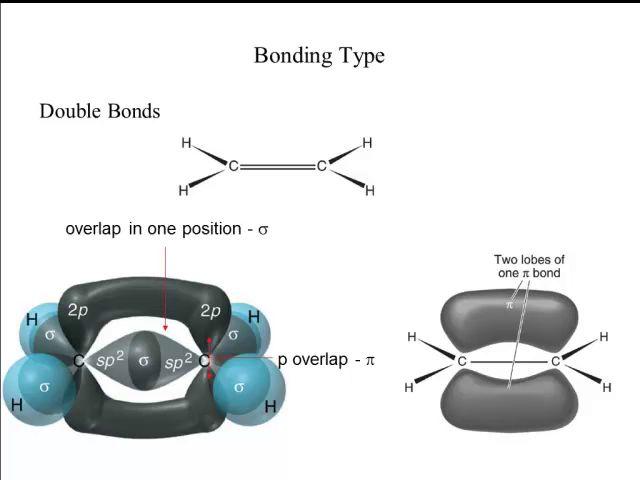Okay, and you notice on here too, we could talk about the other bonds as well. So what's the overlap between the hydrogen and the carbons? Well, the hydrogen's 1s orbital is overlapping with the sp2 hybrid orbital of the carbon. So let's look at another example of this.